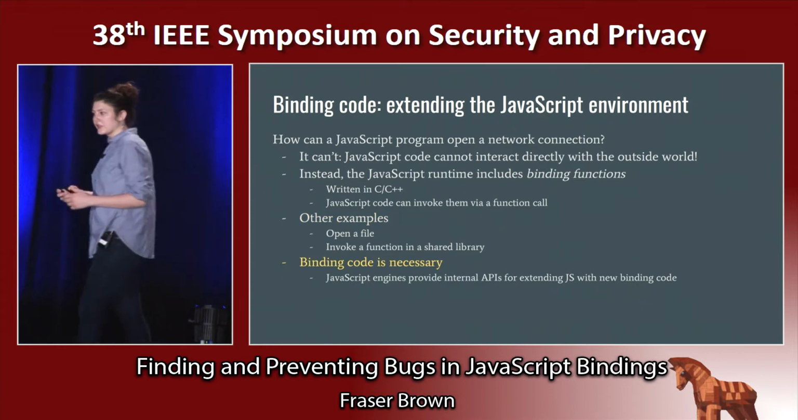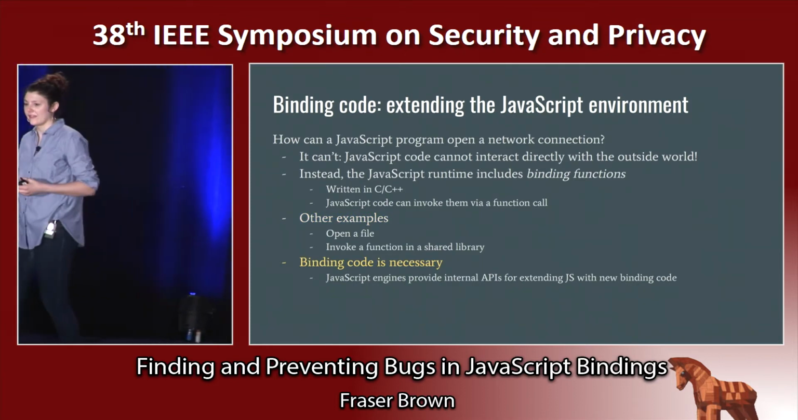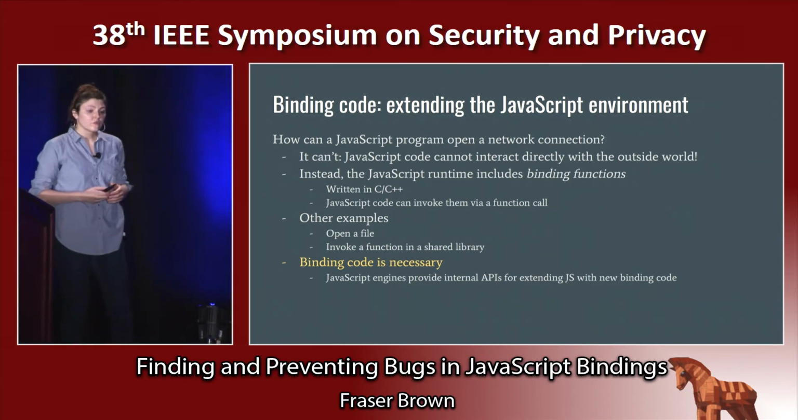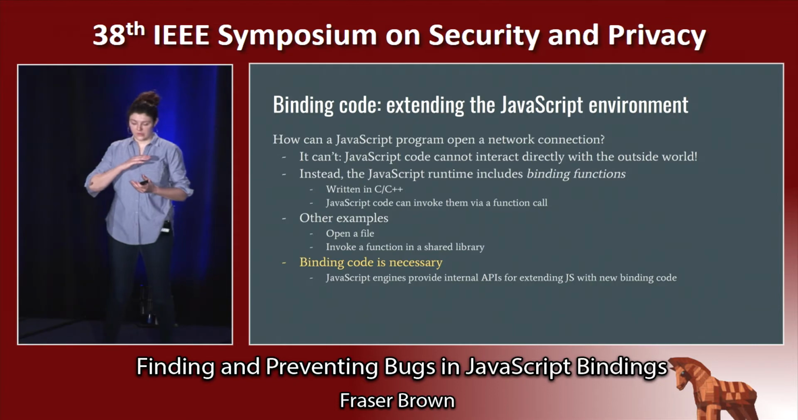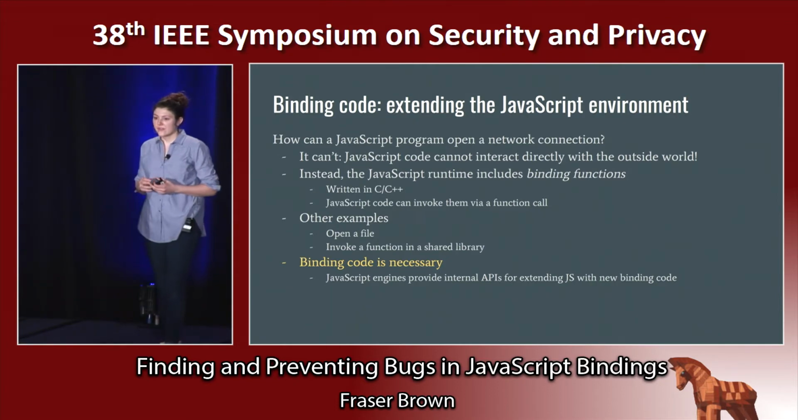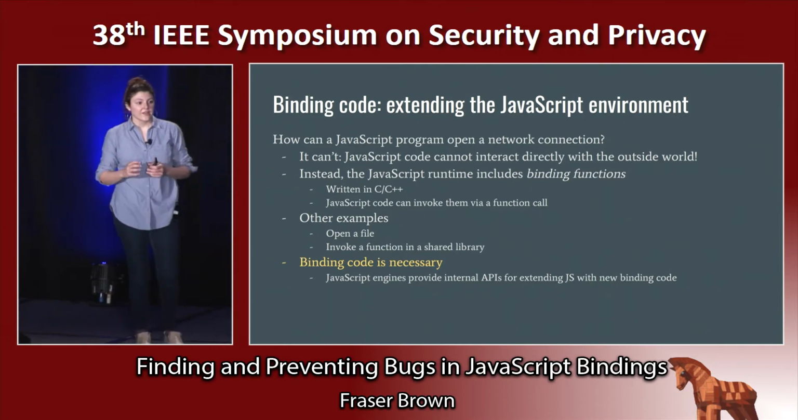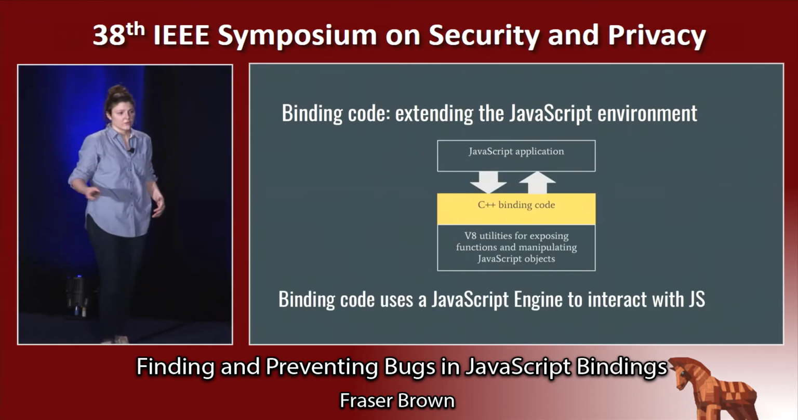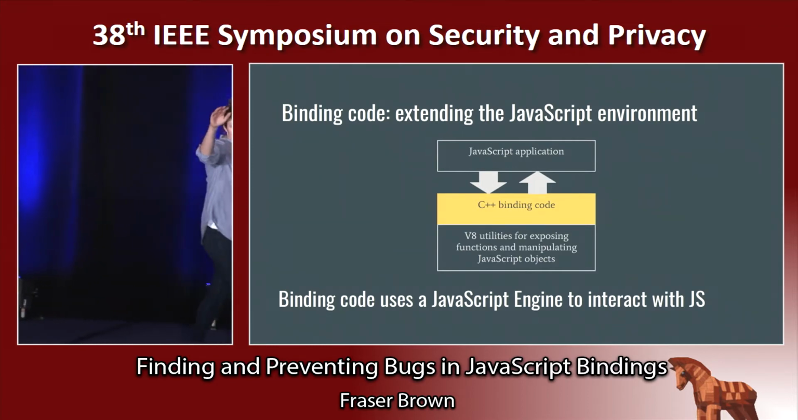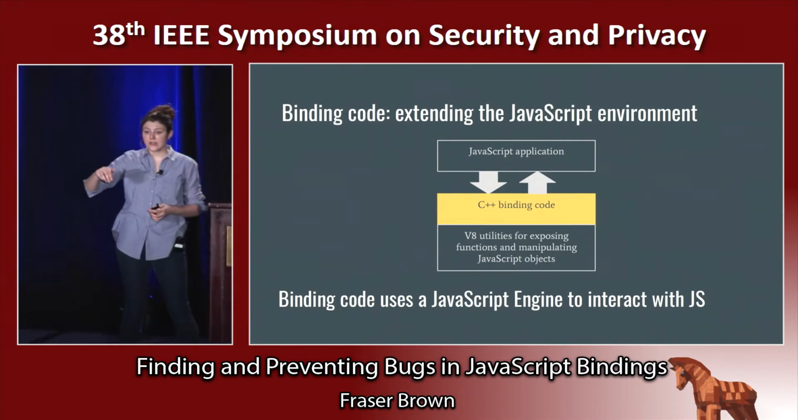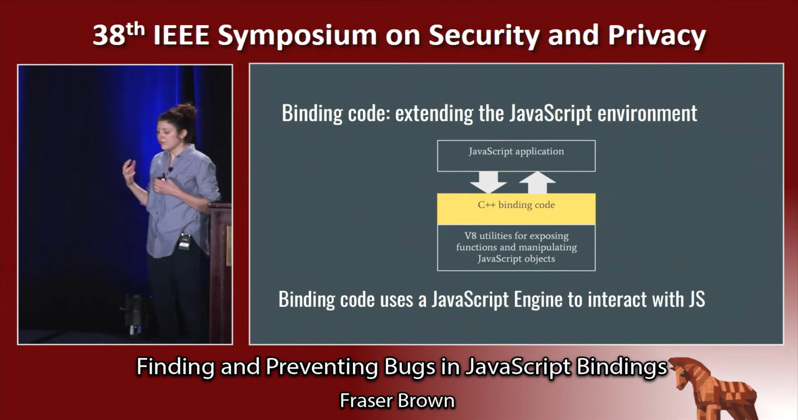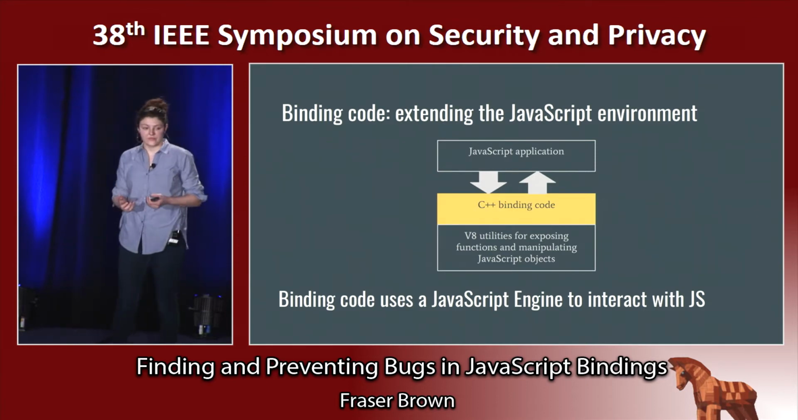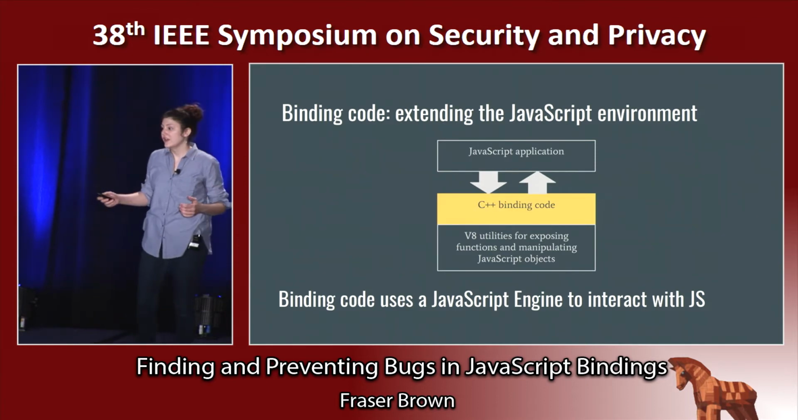And in fact, binding code is really pervasive because it's necessary. We need it any time we have to reach outside of interpreter world. And so JavaScript engines, the pieces of code that run JavaScript, provide APIs that allow us to write our own binding code and extend the JavaScript environment however we want. So this is what binding code looks like at a high level. We have a JavaScript application at the top, and it's able to call into the C++ binding layer. And that binding code uses a JavaScript engine like V8 to manipulate JavaScript values or expose whole functions back to JavaScript.